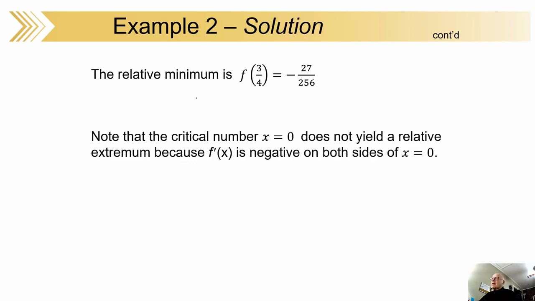Notice that the critical number x equals 0 did not give us an extremum because it was negative on both sides. We saw a picture back there. If you want to see it again, you can back up. And if I don't forget, I'm going to send you a copy of my own set of slides as soon as I'm finished here.